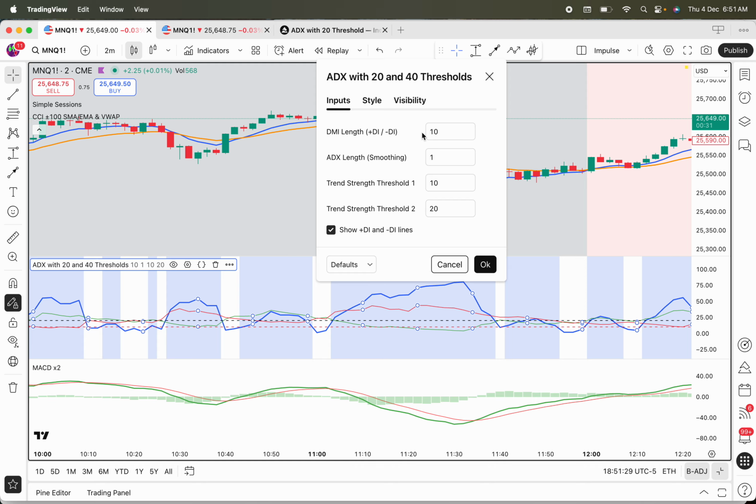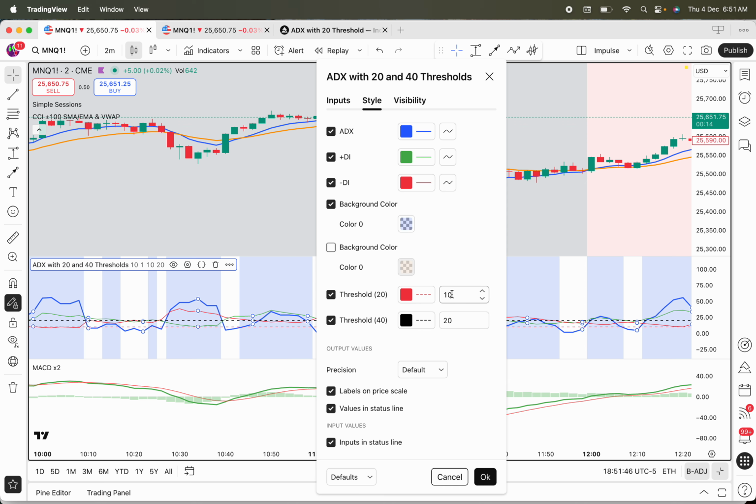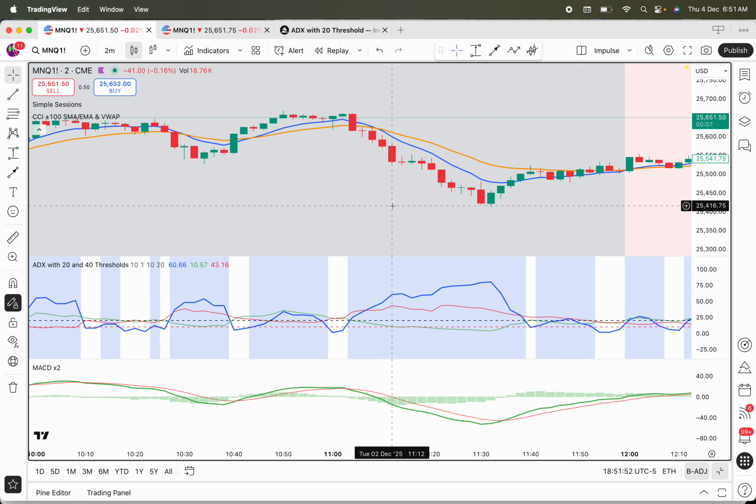We want the DMI length, which is the green and the red lines, set at 10. The ADX we put at 1. The first threshold is set at 10, and the second threshold is set at 20. And in here, this is where you can change all the colors and do whatever you like. There's also a background color. So let's get into this and how we use it.